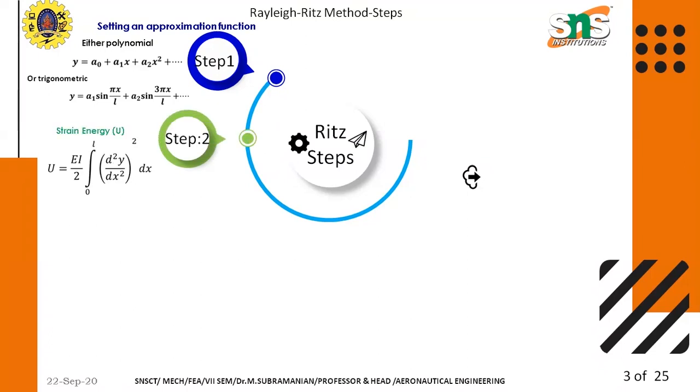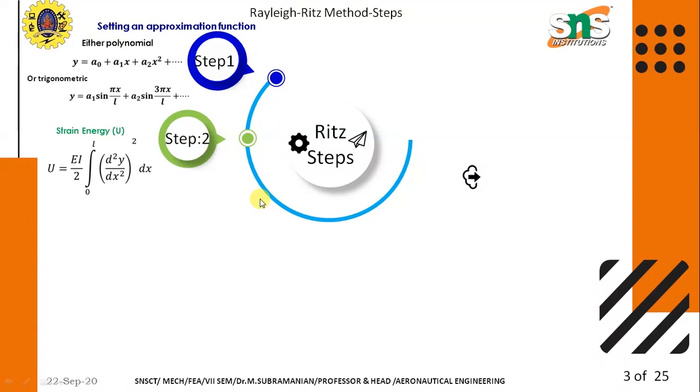Step 2: the Rayleigh Ritz method is based on the minimum potential energy approach. The potential energy is equal to the strain energy minus the work done by the external load acting on the beam. The strain energy is U equal to EI divided by 2 times the integration from 0 to L, that is the entire span, from the starting point to the end of the span, of d square y divided by dx square, whole power square, dx.